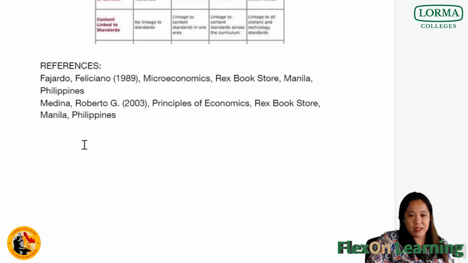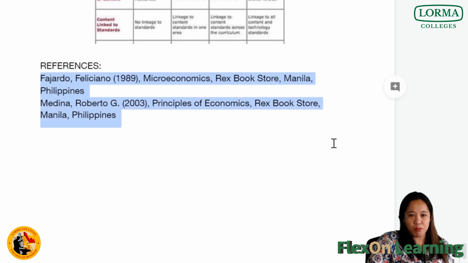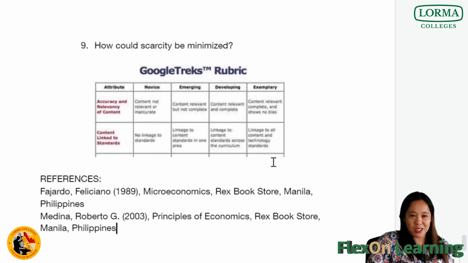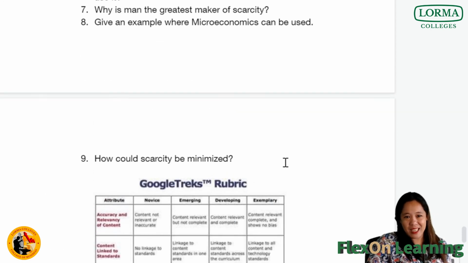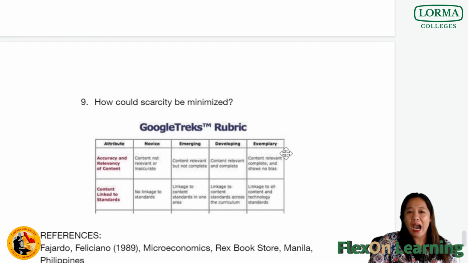If you are interested, you can come to our colleges and we have these books. If not, you can make use of the internet. Okay, Google things so that you will be able to understand.